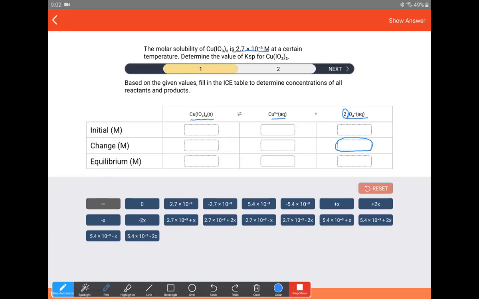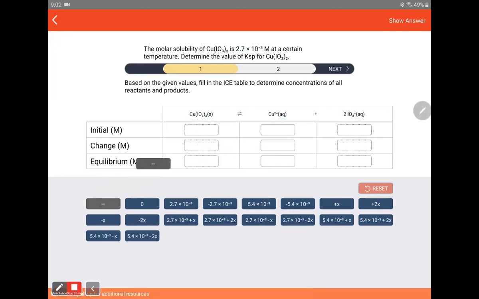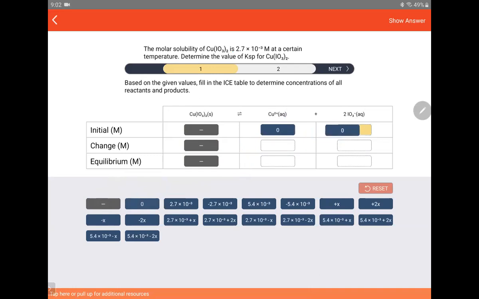So first thing we need to do is realize that this will not be part of our ice table, even though sometimes in class I'll write like a -s here. In the official ice table, it's not included because it is a solid. So I'm going to bring up these. Now, we start with 0 of both of these, and then we are actually given the value.